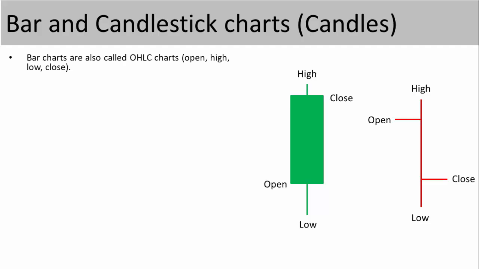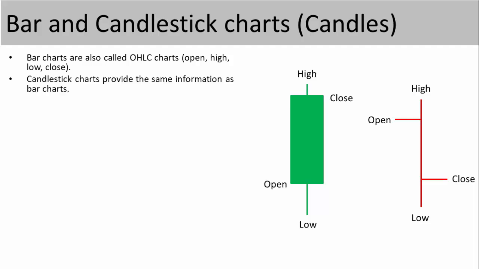Bar charts are also called open, high, low, close charts. This is a bar chart on the right, and you'll see that there is a straight bar down the middle which indicates the high and the low of the particular time period. The left-hand line indicates the open price and the right-hand line indicates the close price. So in this case, our close was lower than our open, or in other words, this is a bearish bar.